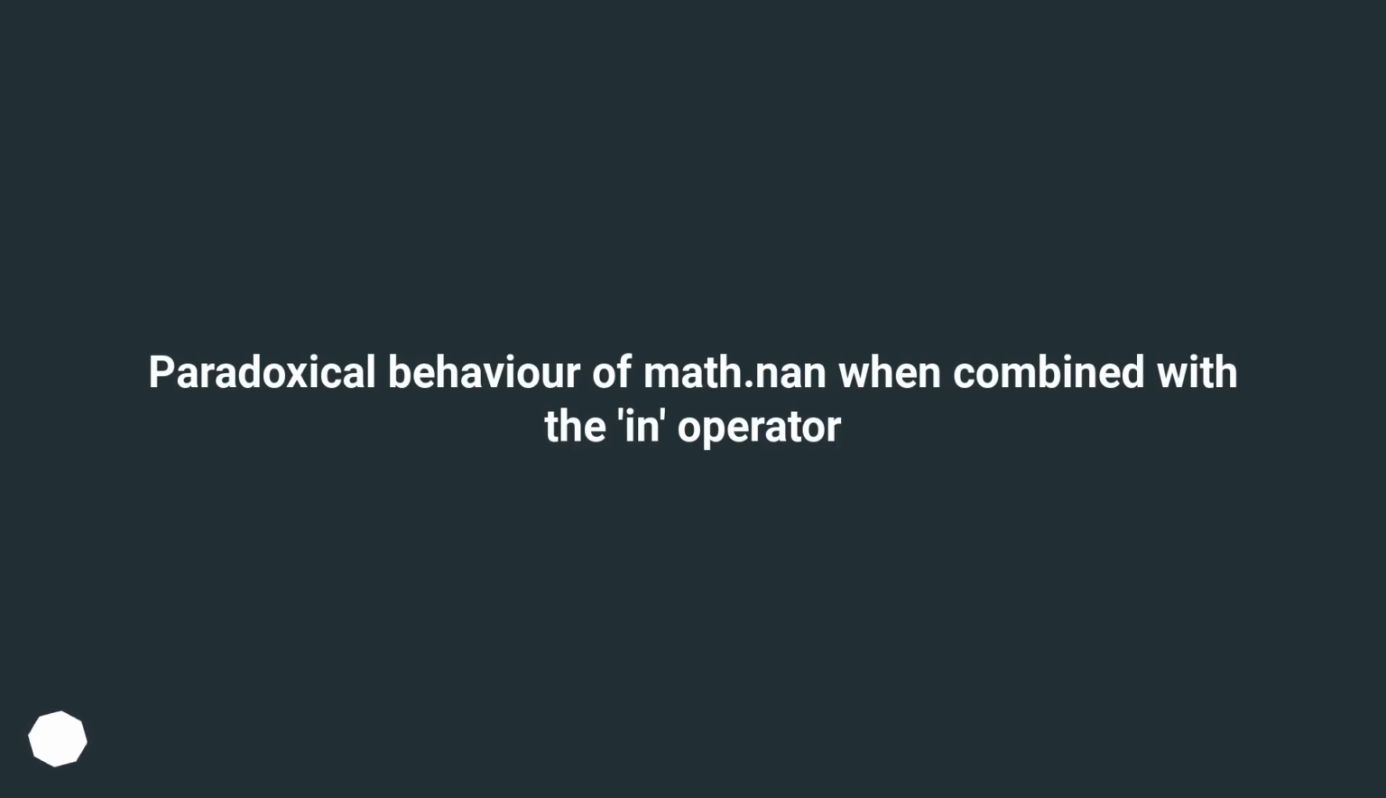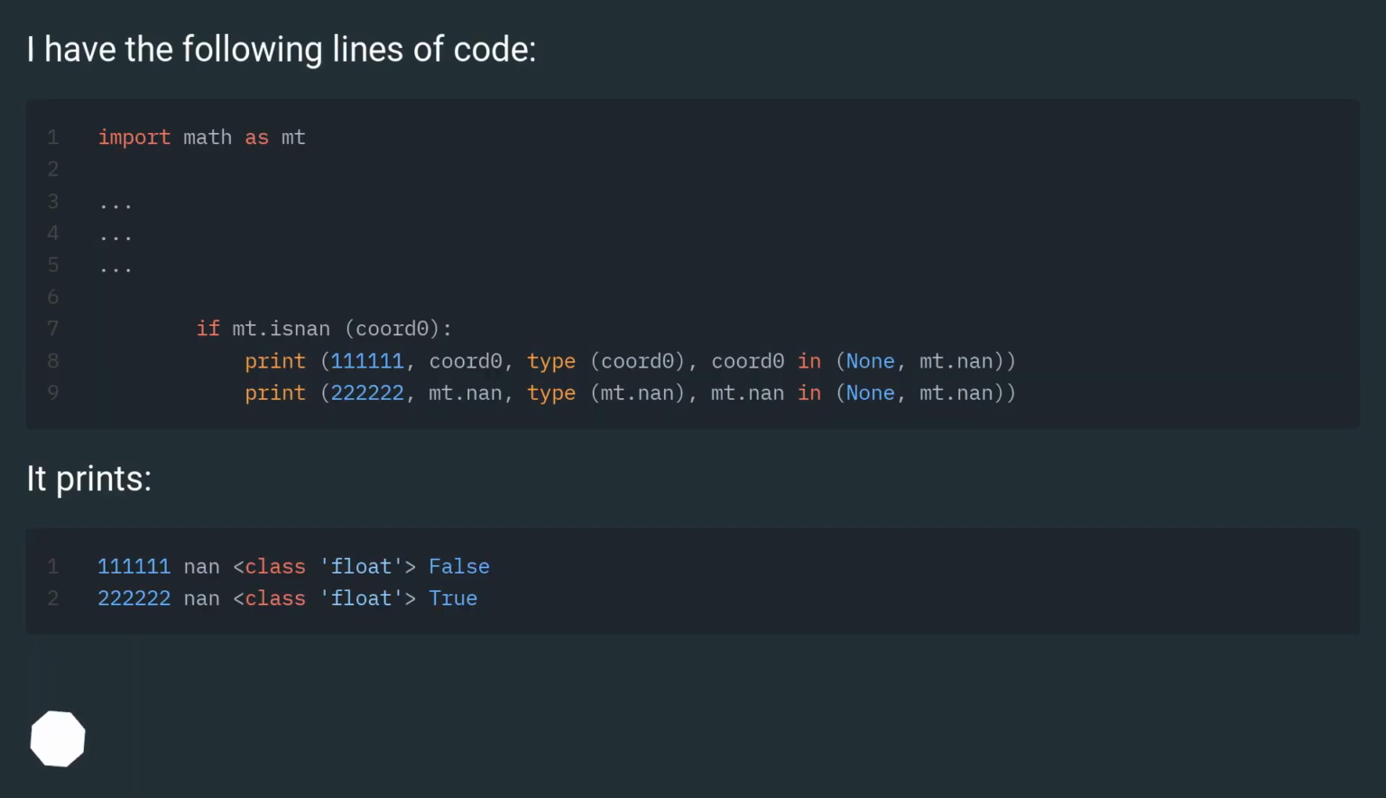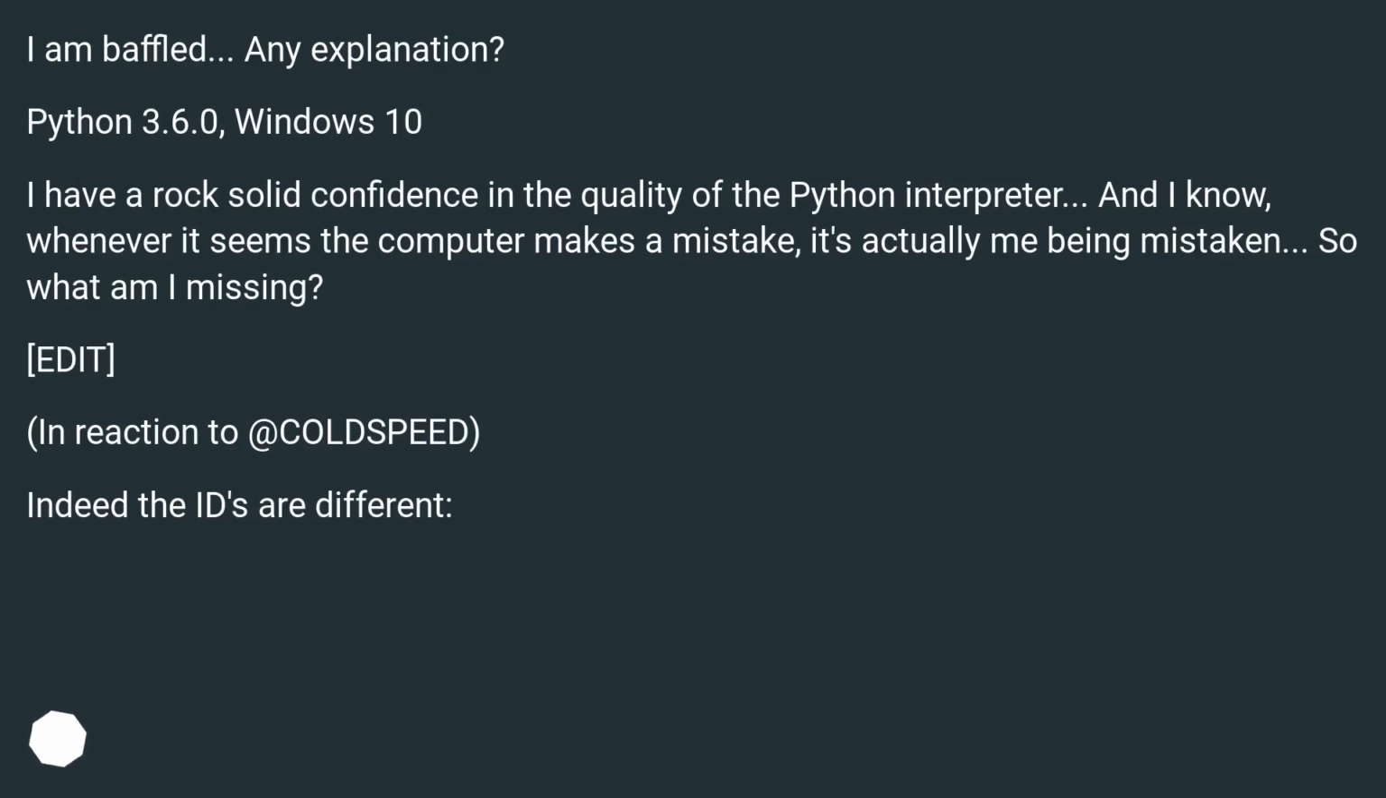Paradoxical behavior of math.nan when combined with the in operator. I have the following lines of code. It prints. I am baffled. Any explanation?